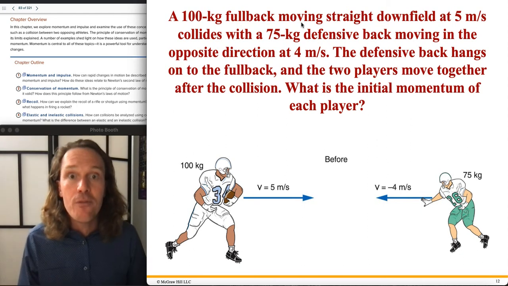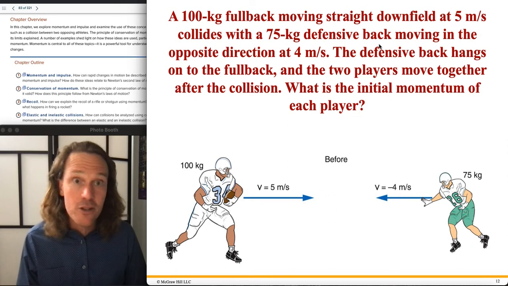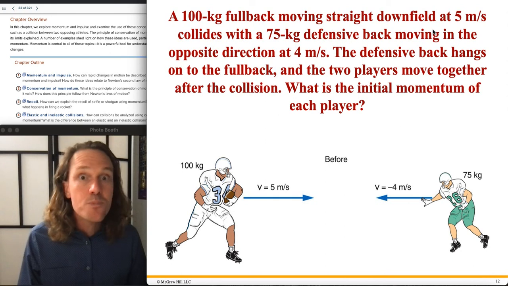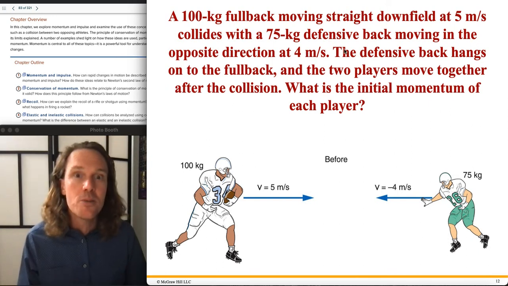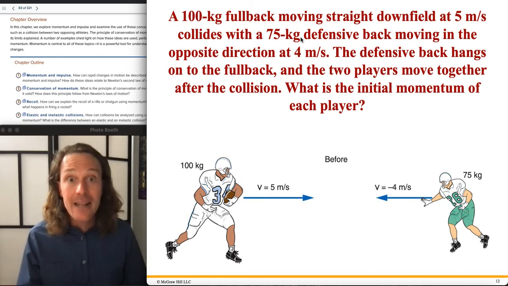A 100 kilogram fullback moving straight downfield at 5 meters per second collides with a 75 kilogram defensive back moving in the opposite direction at 4 meters per second. So we have 100 times 5 as the momentum of one of them, which is obviously 500. The bigger person is moving faster, and the smaller person is moving slower. This player, the one in green, is shown smaller too. They will have significantly less momentum because they're both lighter and slower.